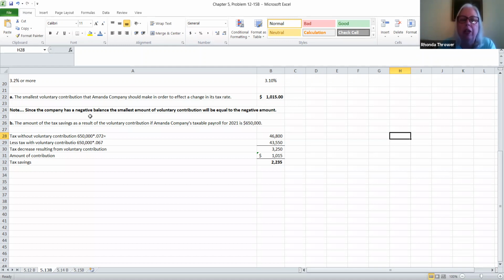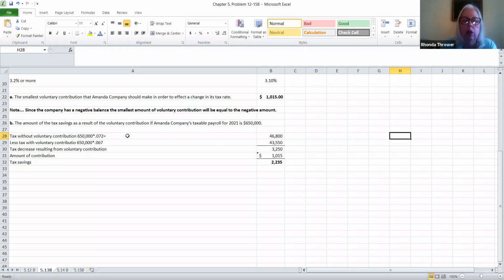So since the company had a negative balance, the smallest amount of the voluntary contribution will be equal to the negative amount. And if you can pay off that negative amount, you'll get a lower tax rate for the next period of time.